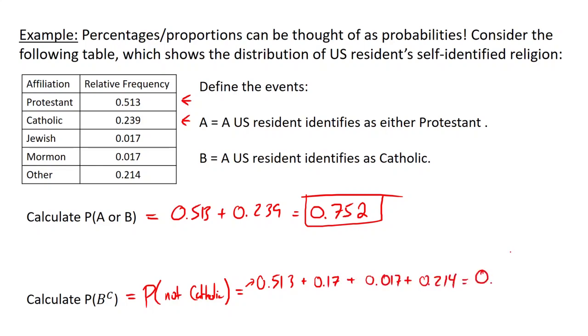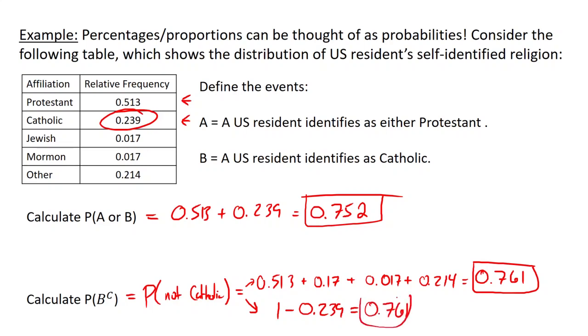Okay, and what would you get? You would get 76.1. The other way to think about this is, well, complement events make up the whole sample space. So you could just say, well, it's got to be the opposite of 23.9%. So you can just do 1 minus the probability of Catholic, right?